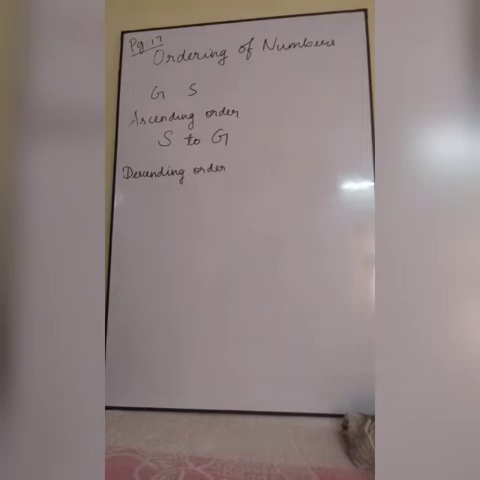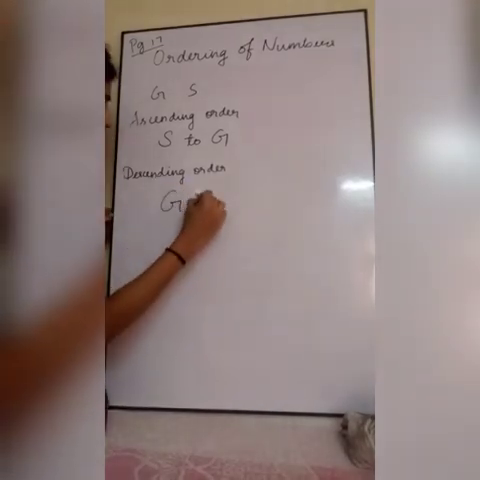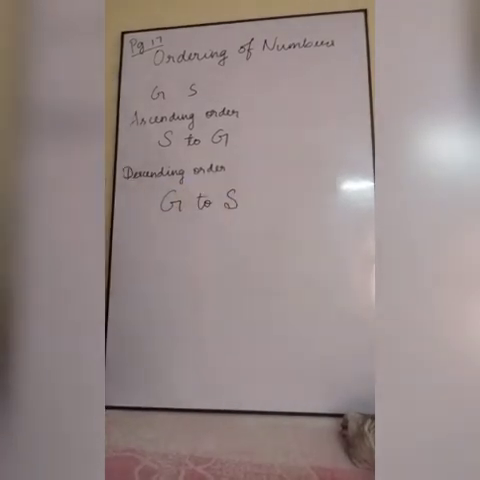How will we arrange the ascending order? From the smallest number to the greatest number. Then for descending order, how will you arrange? You will arrange from the greatest number to the smallest number. So this is what you will be doing in the case of ordering of numbers.